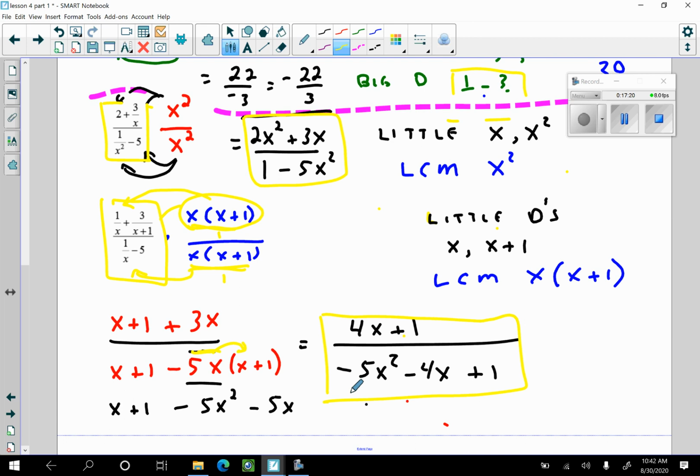And that's the idea. When you have a complex rational, you want to write it as one fraction, as we did, one rational expression. So that's a little short video on Unit 0, Lesson 4, Part 2.